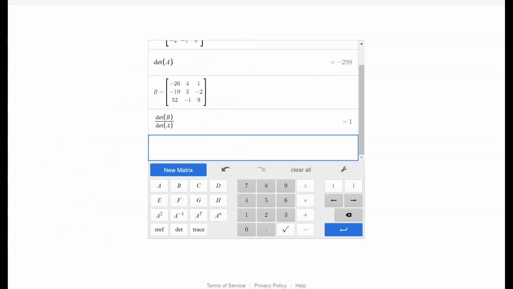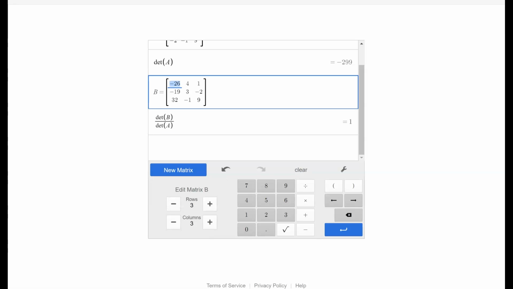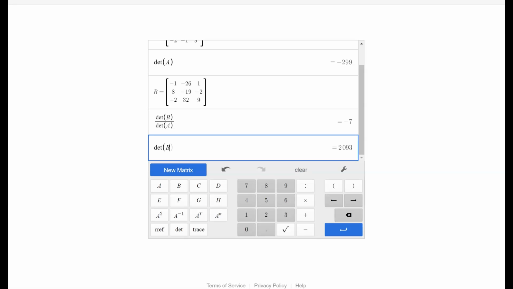So let's go ahead and plug in y. In this particular case, I'm just going to change B. So I'm going to change this back to negative 1, negative 8, negative 2. This is a positive 8. Always make sure you double check those numbers. Negative 26. Here we have 3, negative 19, 32. All right, so here we see the difference. And actually, we can just call it this. Let's see what determinant of B is.